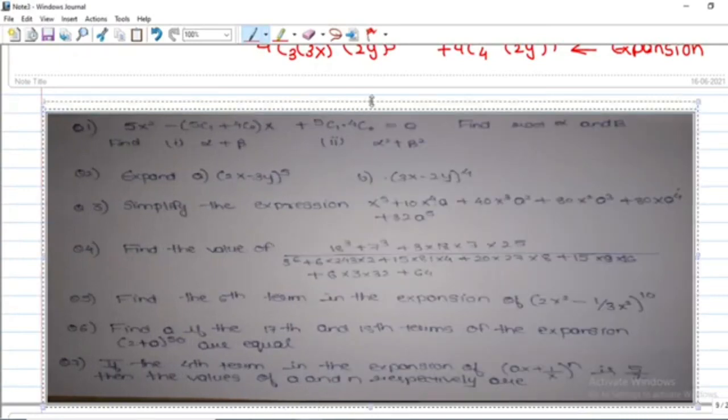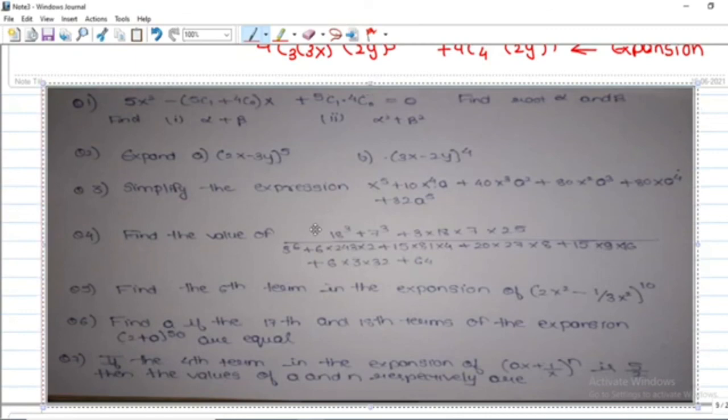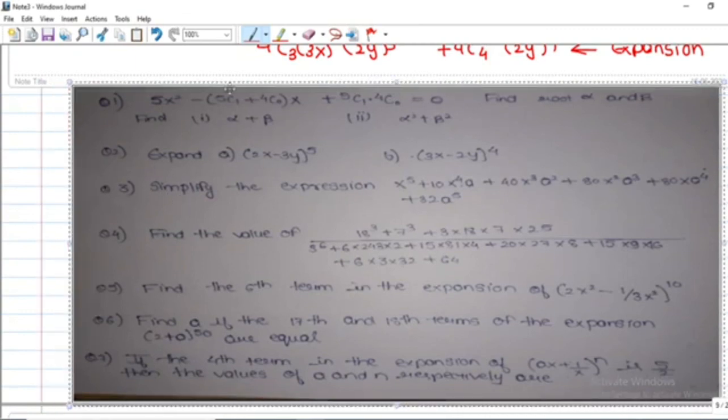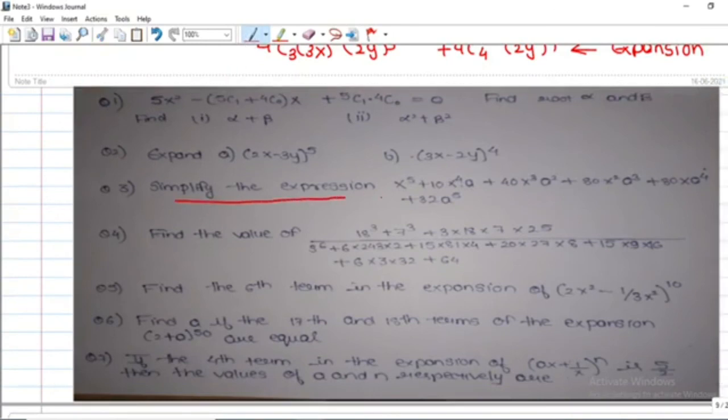Now what question were we on? So simplify the expression. This third question which we are going to discuss is this: simplify the expression x power 5 plus 10x power 4 a plus 40x cube a square plus 80x square a cube plus 80x a power 4 plus 32a power 5.